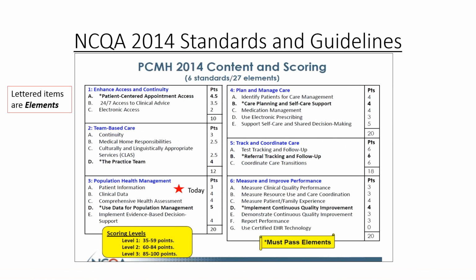So 5 total elements, but what you'll see with a lot of these elements and factors within this standard is there's less policy and process documentation and more of our use with meta and reports as the documentation, not so much the policies and procedures.